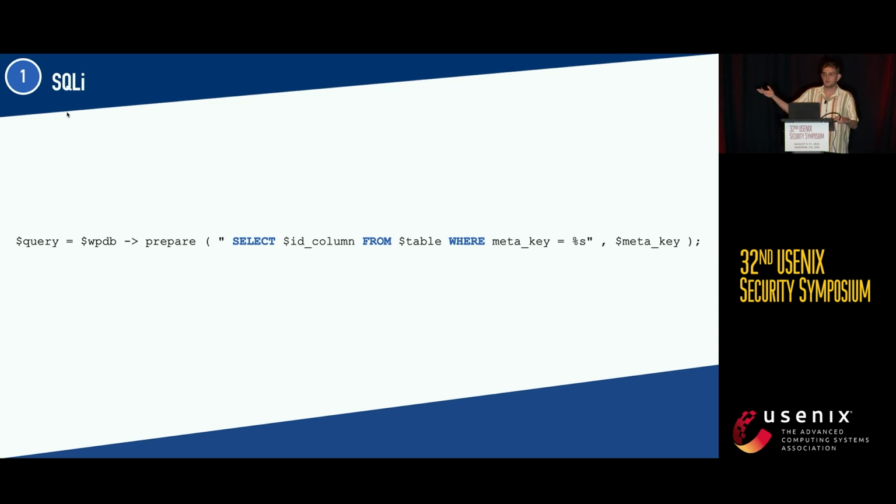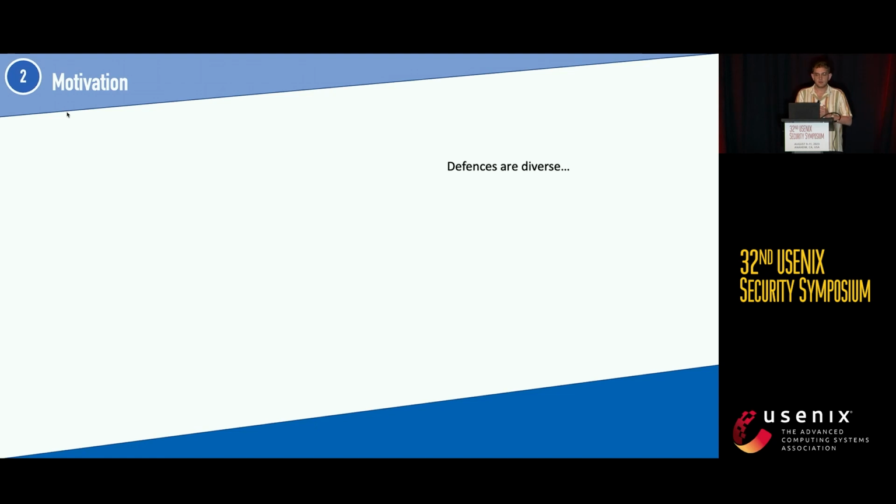So we've got an example here, which is from WordPress, a current example. In prepared statements, you bind parameters to specific types to render them benign, as you can see with the meta key here. However, you may notice that the ID column is not bound correctly in the prepared statement, so it could still be vulnerable to SQL injection if a user input is unsanitized and fed into that. So we kind of see that some defenses are pretty diverse.